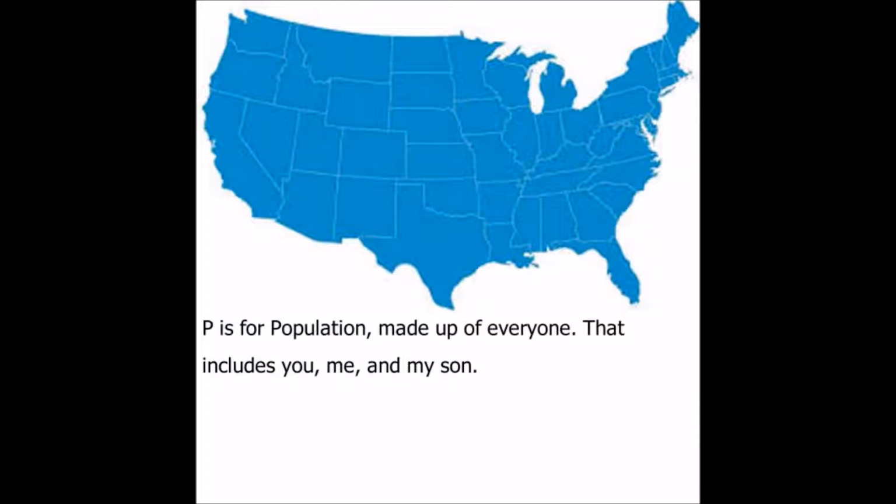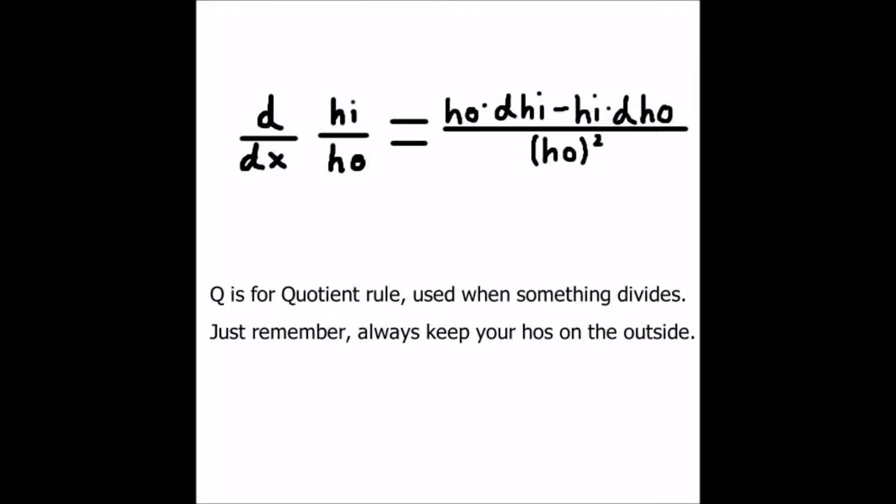P is for population, made up of everyone. That includes you, me, and my son. Q is for the quotient rule, used when something divides. Just remember, always keep your hose on the outside.